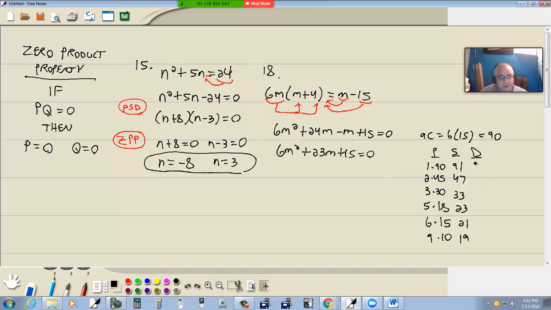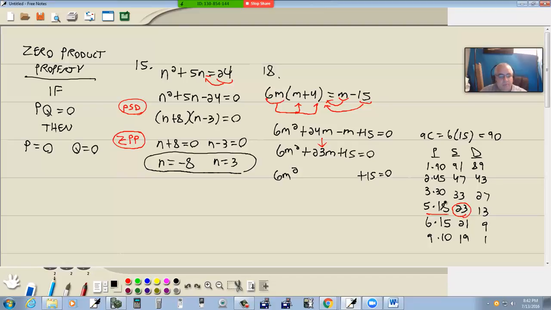Subtract them, smaller from larger. 90 minus 1 is 89, 43, 27, 13, 9, and 1. The number we're looking for is the number in our middle term, which is 23, which is right here. So we're going to use 5 and 18. So we're going to rewrite our middle term using those two numbers.